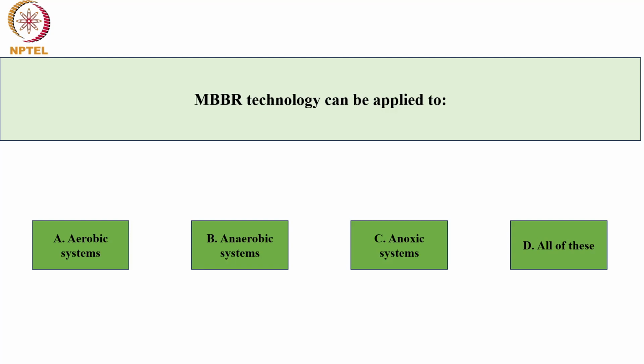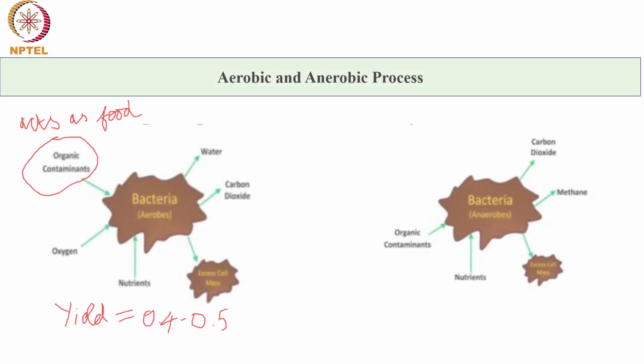Can you explain a little bit about this? Why is it so? I think it's a biological process. Biological processes can be anaerobic and anoxic as well, right? Biological bacteria cannot be only aerobic bacteria. Even anaerobic bacteria we have, and even anoxic bacteria we have. So how can it be only aerobic? Okay. So MBBR can be extended to anaerobic and anoxic things as well.